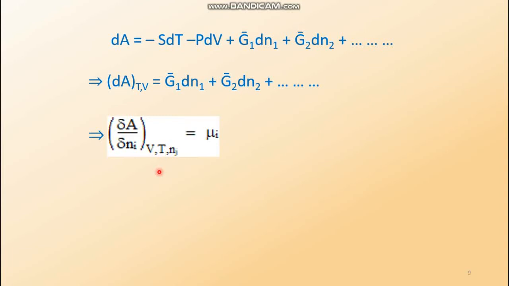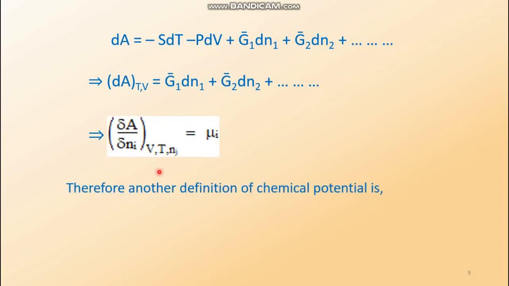Expressions are different, but the magnitude is the same. Both are mu I. So similarly, you can find out the expressions of mu I in terms of H and U. Let's see how we can do this. Before that, the second definition of chemical potential, let us extract the definition from this mathematical expression.